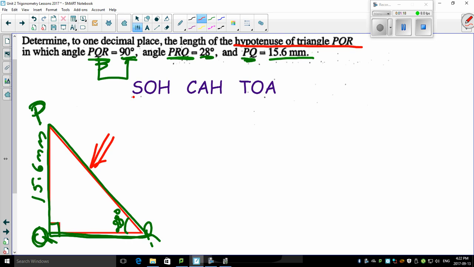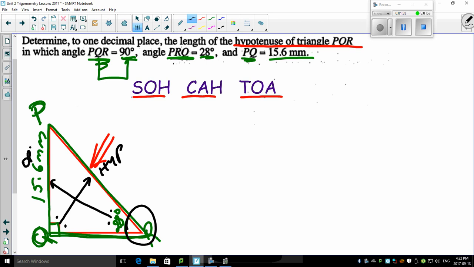Notice I've already got written SOH CAH TOA, but before we can even do that, we of course have to label our triangle. So in fact, there's our hypotenuse. There's our reference angle. Eyeballs on that, stares at the opposite. Excellent. So I've got opposite there. I've got adjacent must be down here. And now I can solve this triangle.